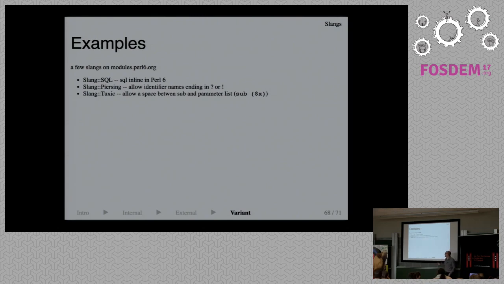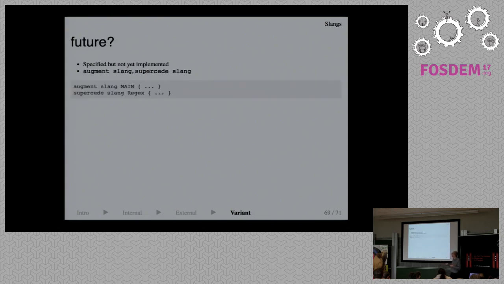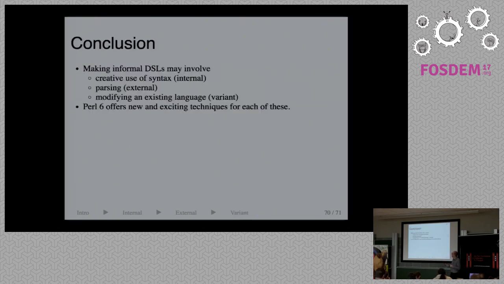There are a few examples of slangs in the ecosystem already. I won't talk too much about those, but you can look them up. There's still some work to be done for syntax for using slangs. But all in all, they're there, they exist. And in conclusion, we've seen some examples of creating informal DSLs using changes to the syntax by parsing something externally or by modifying Perl 6 itself.